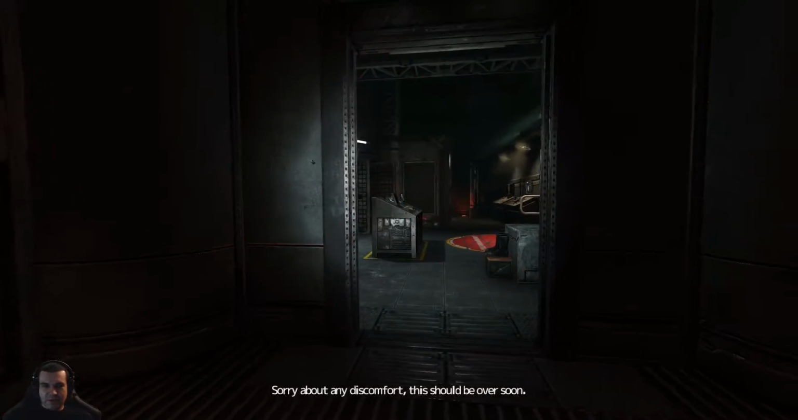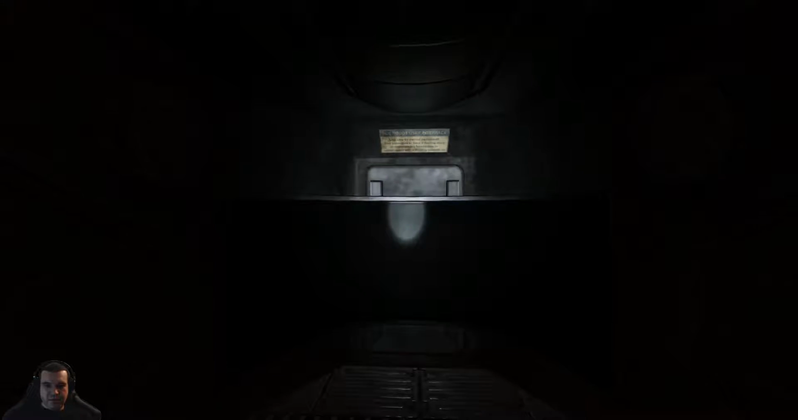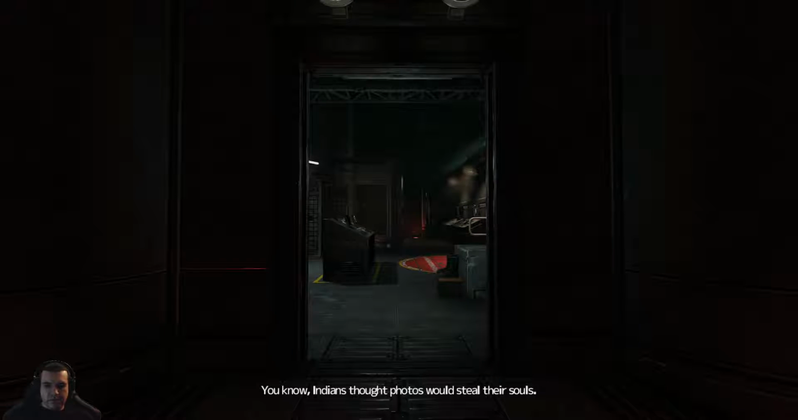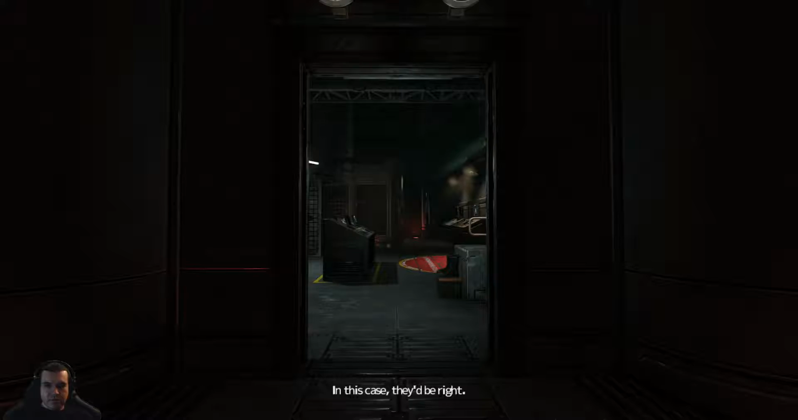Here we go. Sorry about any discomfort. This should be over soon. It's like having your picture taken. But with the most expensive camera in the world. You know, Indian stock photos would steal their souls. In this case, they'd be right.